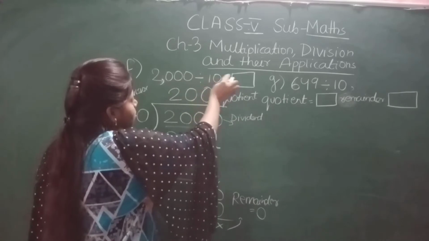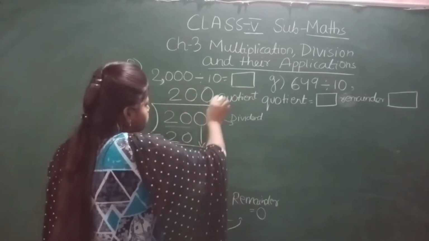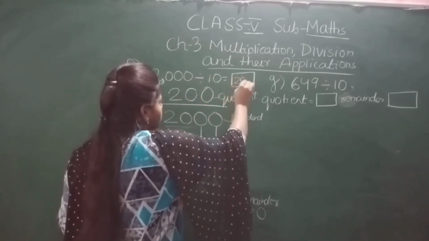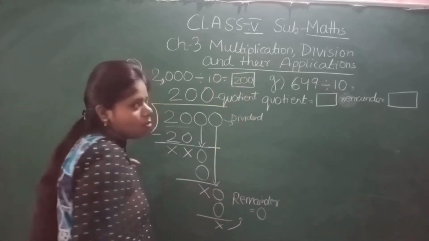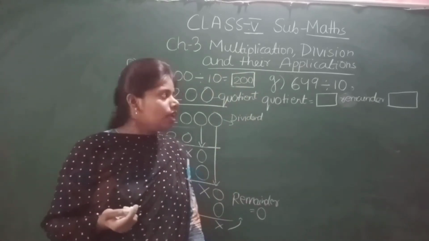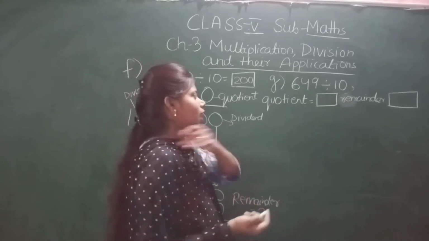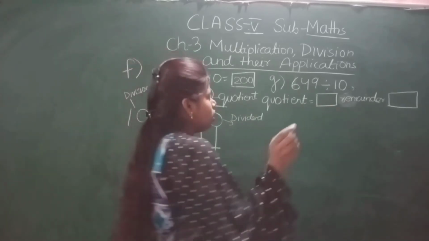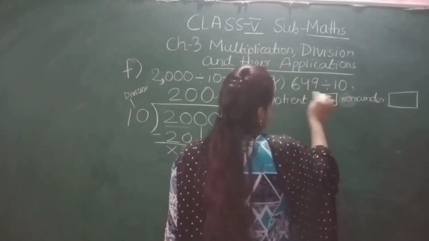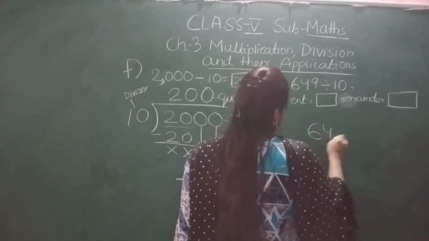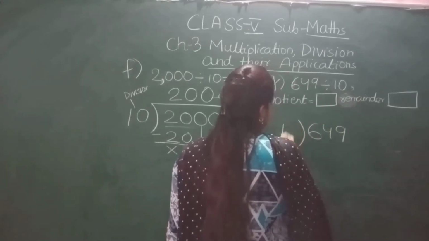And what do we have to write here? 2000 divided by 10. We have to write the quotient, that is 200. So what is the answer? 2000 divided by 10 is how much? 200. Okay, now let's divide this one. Here we have to fill the quotient and remainder. Now how to do it? This one is the dividend. Okay, this one is the divisor.